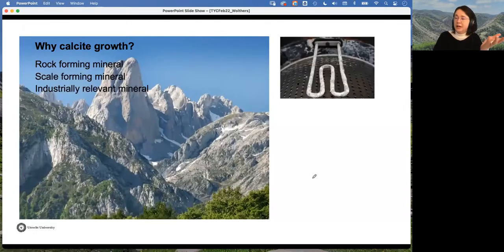So why look at calcite? Paolo already gave a very good introduction, so I guess you're familiar with that. In essence, it's a rock-forming mineral, it's a scale-forming mineral, and it's industrially very relevant as, for example, a carrier mineral in pharmaceuticals, in paper and glass industry, and so on.